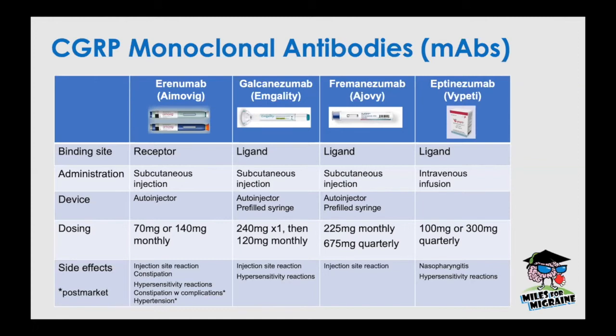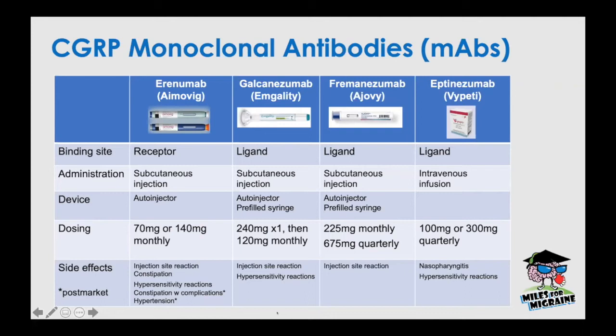The way I describe it to my patients is the metaphor of lock and key. So key being the CGRP, and lock being the receptor. So Erenumab binds to the lock and doesn't let the key fit in, and then the other two bind to the key itself and don't allow the key to get into the lock. They have different dosings. They all have a little bit of their nuances, but overall, they all have similar efficacy.